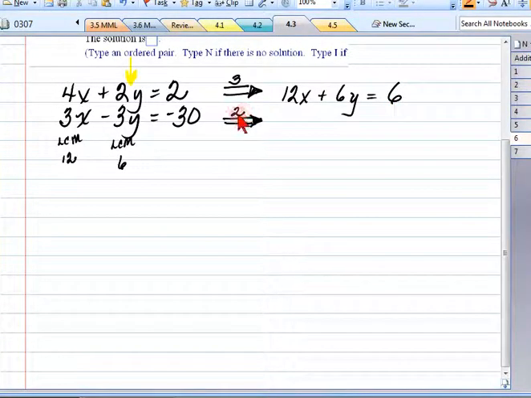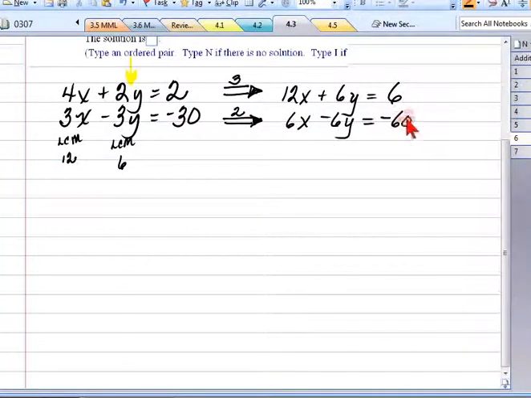Next one. 2 times 3x is 6x. 2 times negative 3y is negative 6y. Equal sign. 2 times negative 30 is negative 60. If you chose the right numbers, you have created a pair of opposites. And you can see that we have. Now, use the addition method.